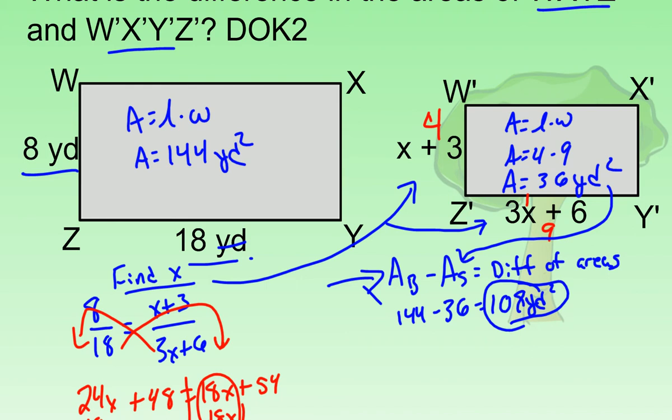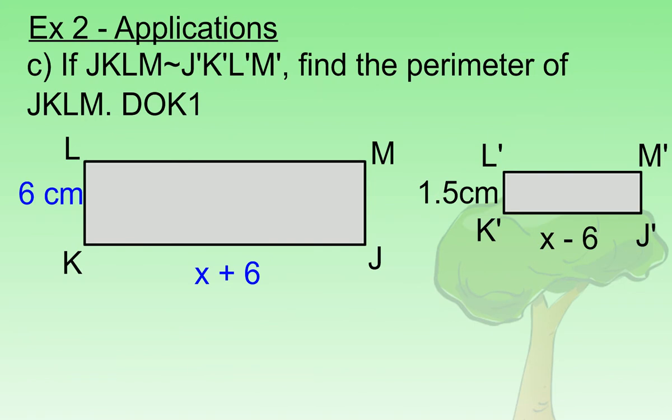Okay. I have a problem for you to do. This is example C. It says if JKLM is similar to J prime, K prime, L prime, M prime, find the perimeter of JKLM. So you want to find the perimeter of the larger shape. Go ahead, pause the video, do it right now. When you're ready to continue, hit play, and we will go through it together.